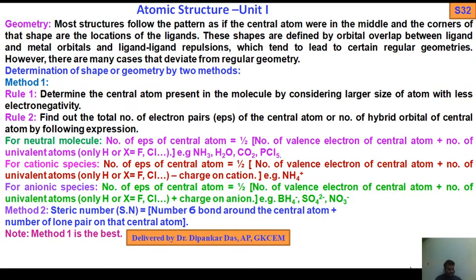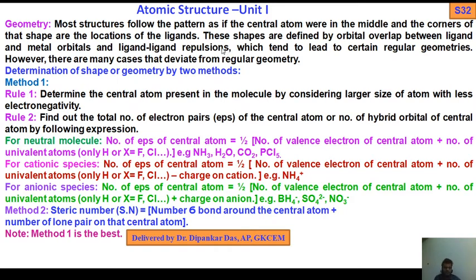Now geometry. Most structures follow the pattern as if the central atom were in the middle and the corners of that shape are the locations of the ligands. These shapes are defined by the orbital overlap between ligand and metal orbitals and ligand-ligand repulsions, which tend to lead to certain regular geometries. However, there are many cases that deviate from regular geometry.